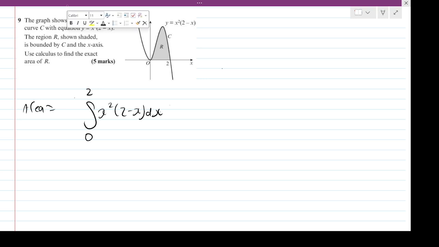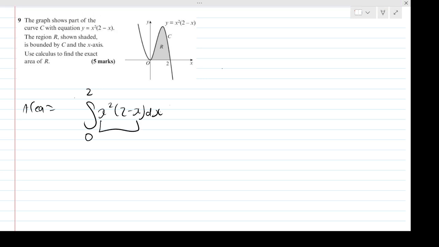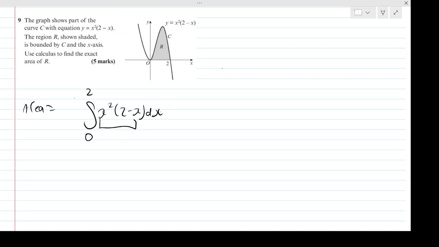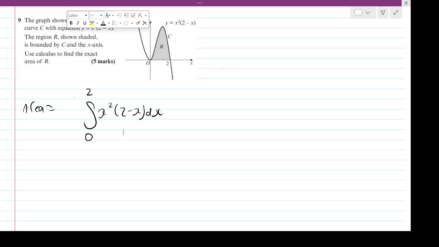So we need to work out this integral then, which we've worked out in the last section. Firstly, we're going to need to expand the bracket here. We can't integrate it yet. We need to simplify the integrand, what we need to integrate.